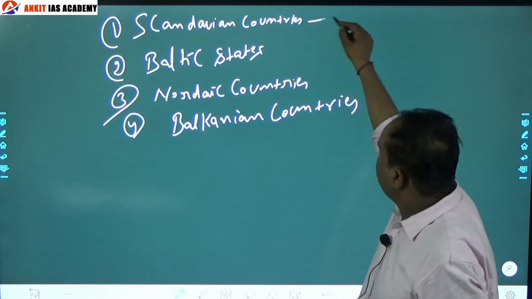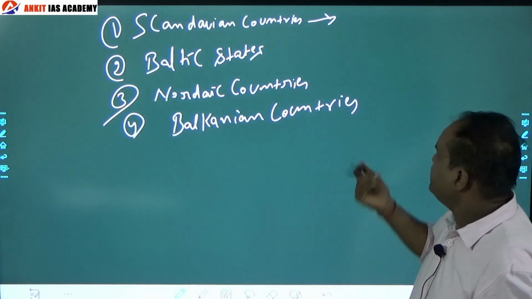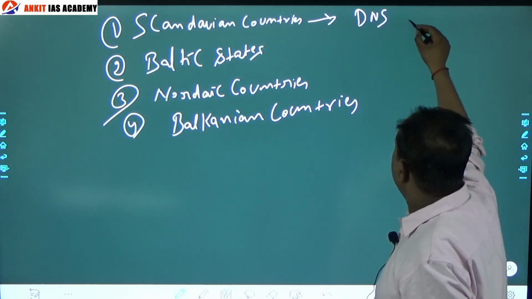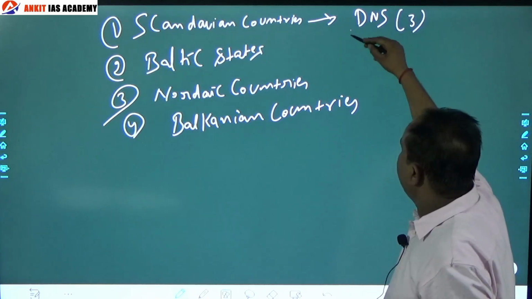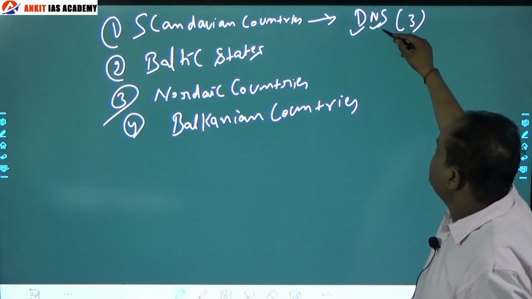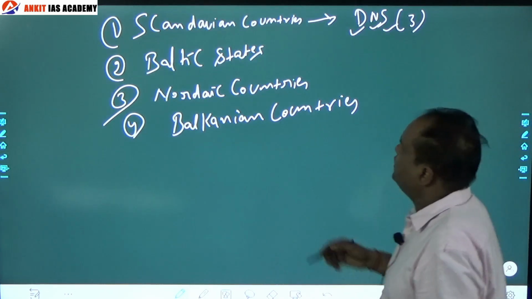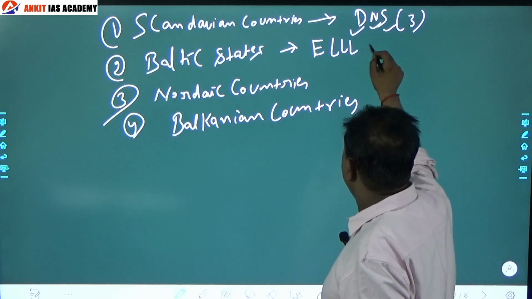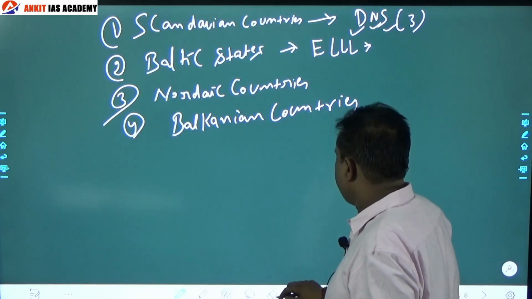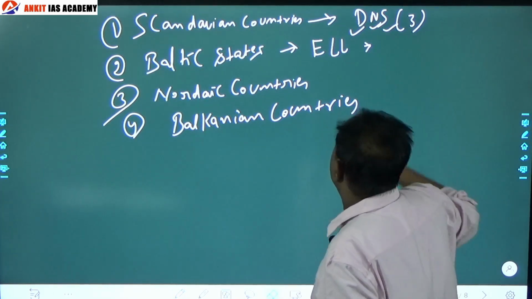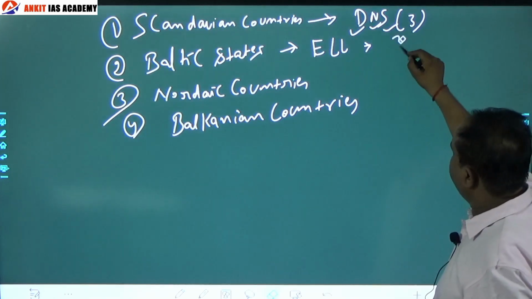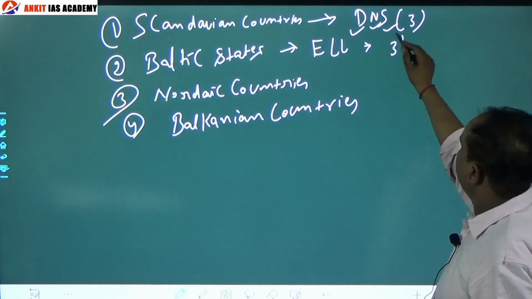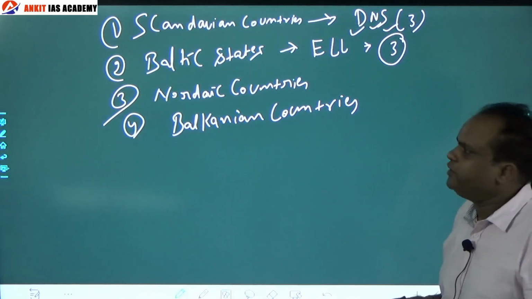So Scandinavian countries have DNS. These are the mnemonics, just remember. Total 3 countries are there. D stands for Denmark, N stands for Norway, S stands for Sweden. Baltic states are ELL. Again 3. Total 3 countries: Estonia, Latvia, Lithuania.